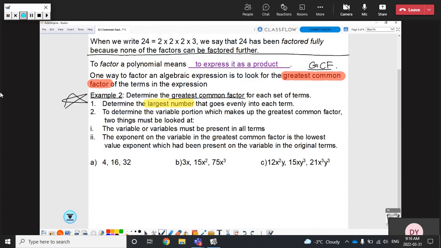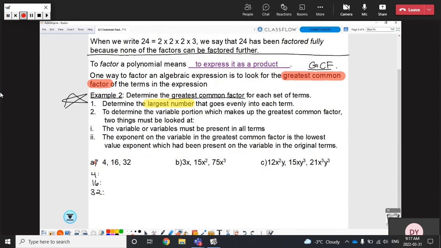Some of us might remember doing this. What's the greatest common factor? Okay, let's take 4, 16, and 32. We could basically just count by 4s, count by all these different things. But what is a number that divides evenly into all three of these terms? 4, yes.